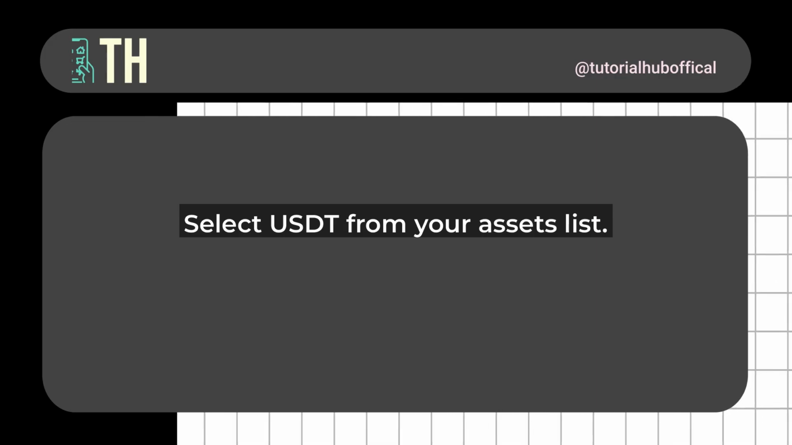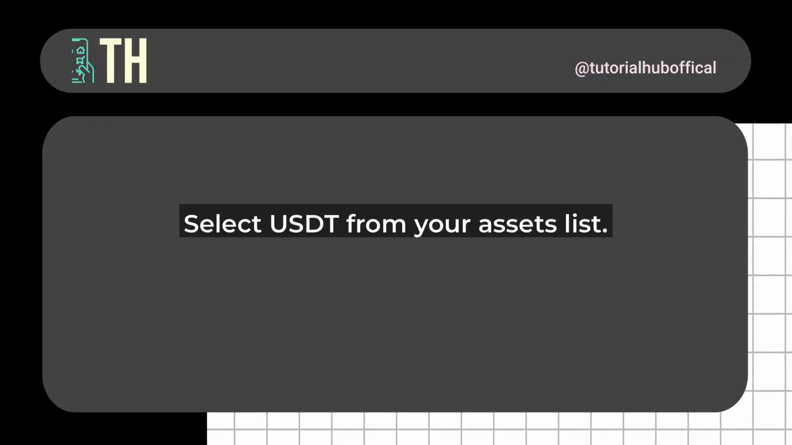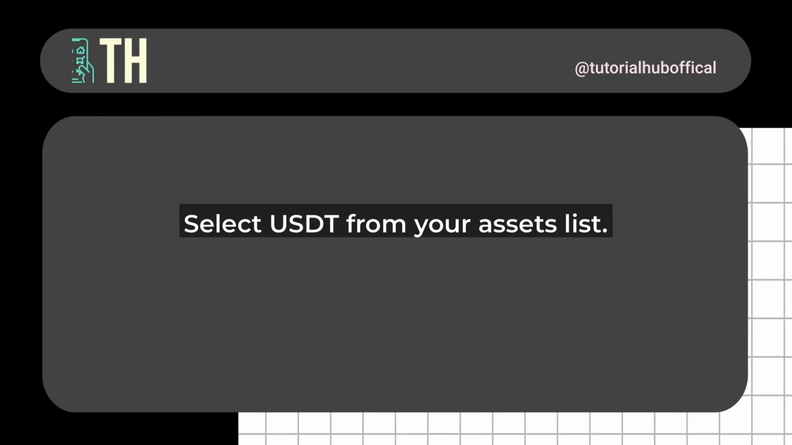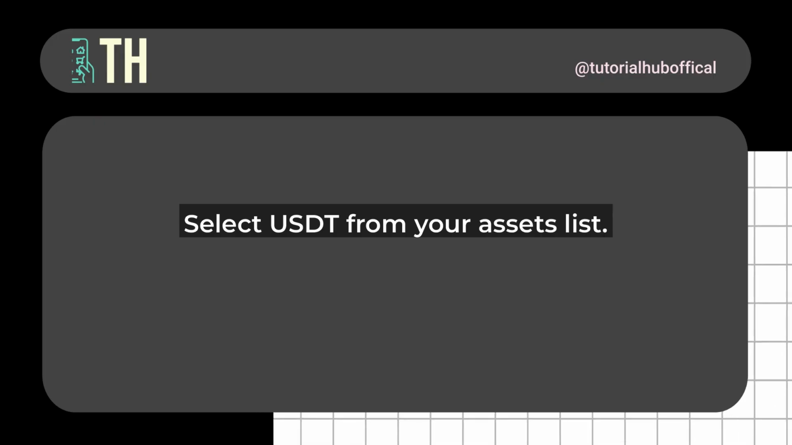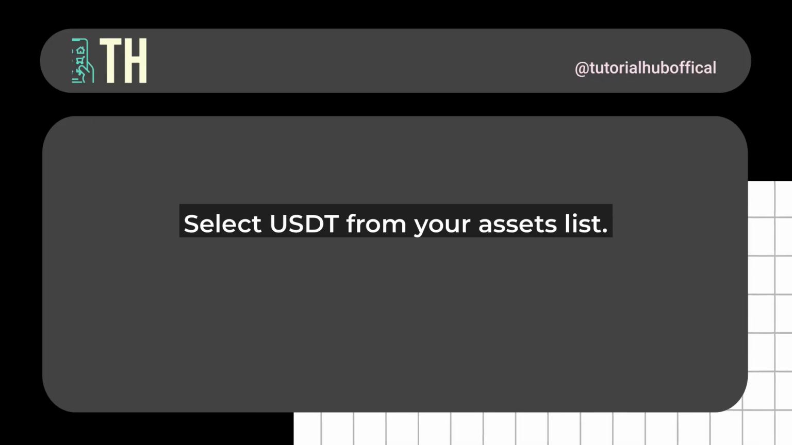Step 1. Log into your crypto wallet or exchange app. Look for the Wallet or Assets section and select USDT from your list of holdings. It's usually right there, front and center.